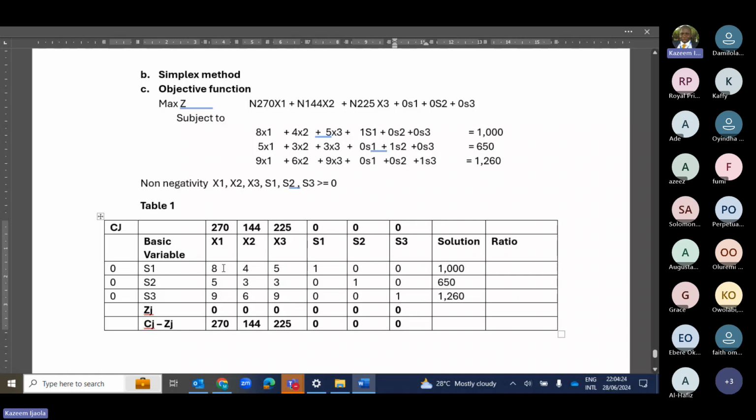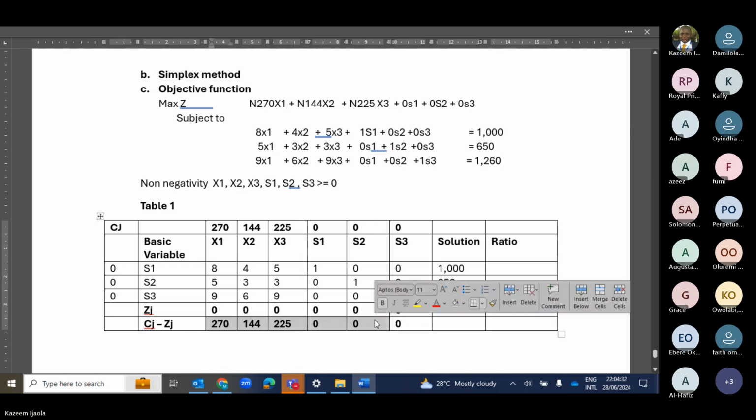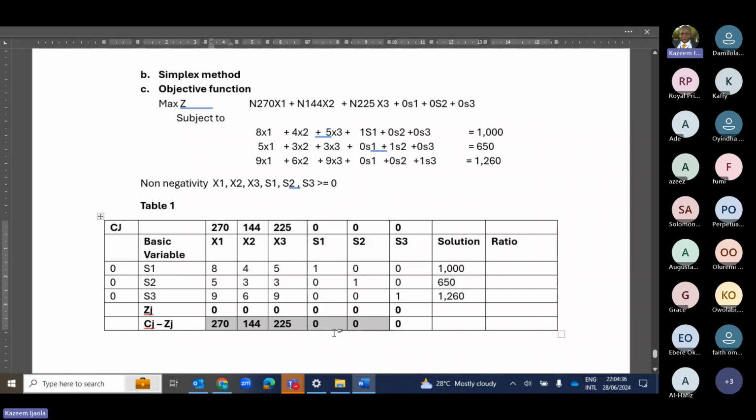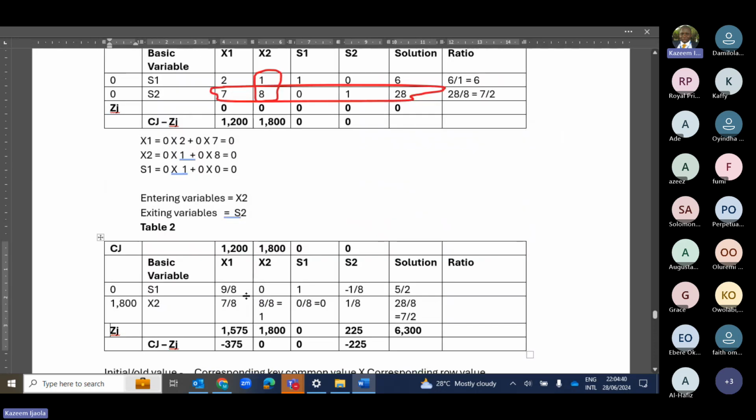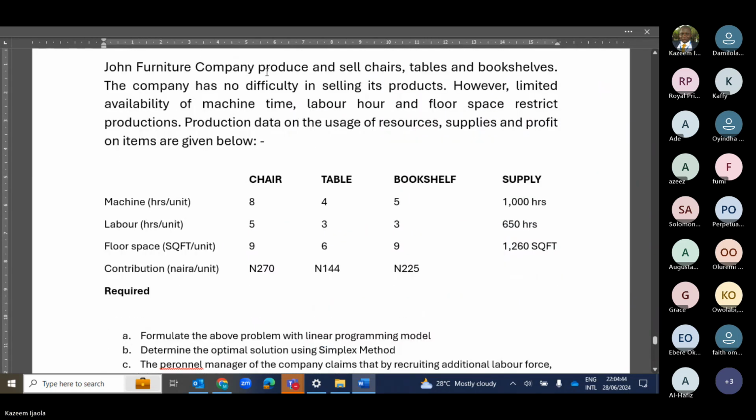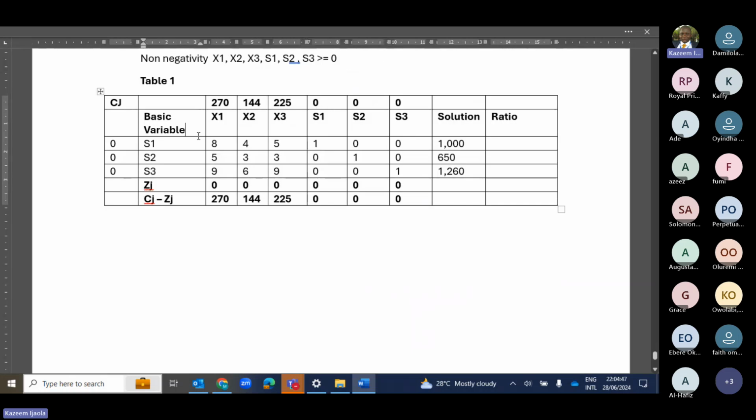So, what's our pivot column, please? You know, we have 270, 144, and 225. Which one is the highest, please? 270. So, I like that. Sorry, let me look for my highlighter that I've already drawn here. Okay. So, just come here.